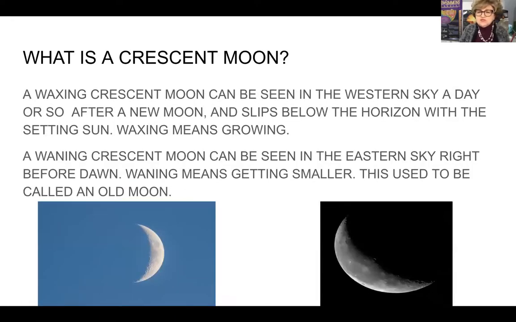Then what is a crescent moon, which is what we have now? A waxing crescent moon can be seen in the western sky a day or so after a new moon, and it slips below the horizon with the setting sun. Waxing means growing. A waning crescent moon can be seen in the eastern sky before dawn. Waning means getting smaller. This used to be called an old moon.